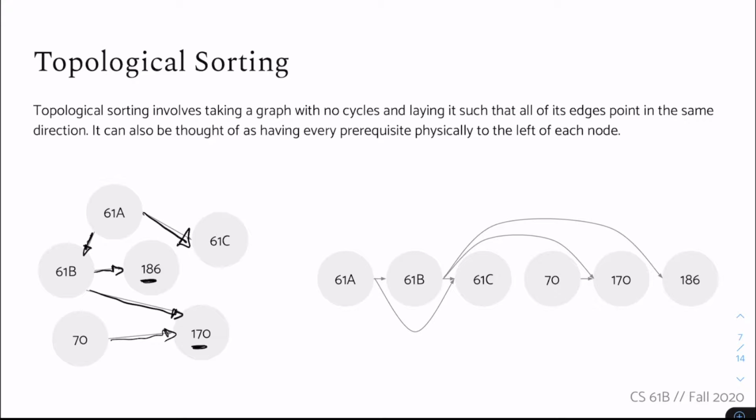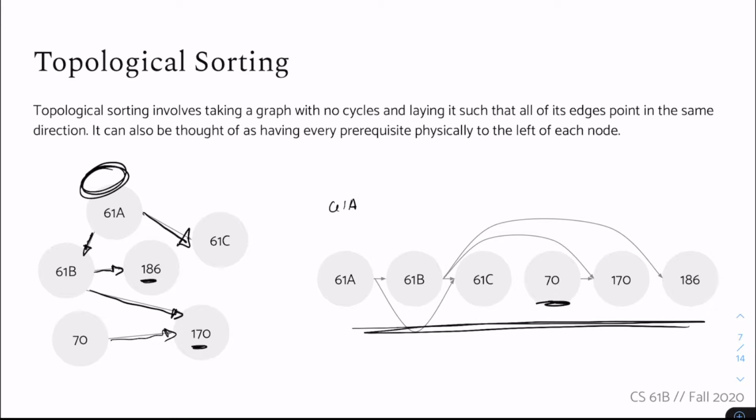So with that, we want to align the points in such a way that all of the lines point to the right. And so what that ends up being is we have 61A because it has no prerequisites. 70 also has no prerequisites, so we can put it anywhere. The final answer I have down here has it over here, but 70 can go literally anywhere because nothing leads to 70. Nothing has to be before 70. So we have 61A and 70 with no prerequisites.